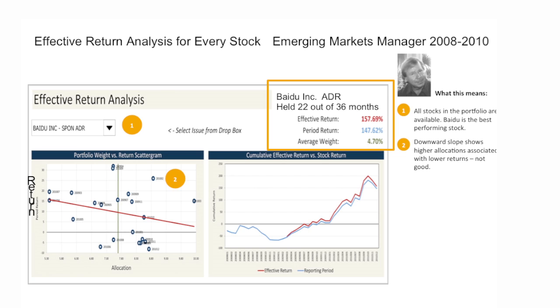Now what the scatter chart is saying is that the tendency for this stock, for this manager, was to hold more of it when it was not performing so well. So that allocation decision was not very good. But yet, we see that the effective return was higher than the period return. So what could be the cause for that?